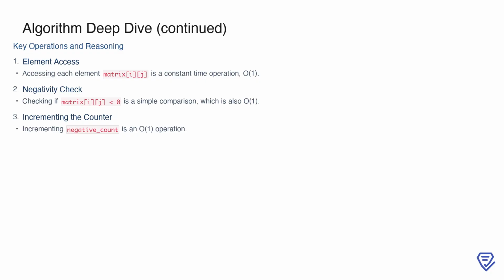First, accessing an element in the matrix, matrix[i][j], is a constant time operation, O(1). This is because the matrix is stored as a 2D array, allowing us to directly retrieve elements using their indices. Next, the negativity check, where we compare matrix[i][j] with 0, is also a simple comparison and takes constant time, O(1). Finally, when we increment the _count variable, this operation is likewise performed in O(1) time. These constant time operations are repeatedly performed for each element in the matrix as we iterate through rows and columns, contributing to the overall time complexity of the algorithm.